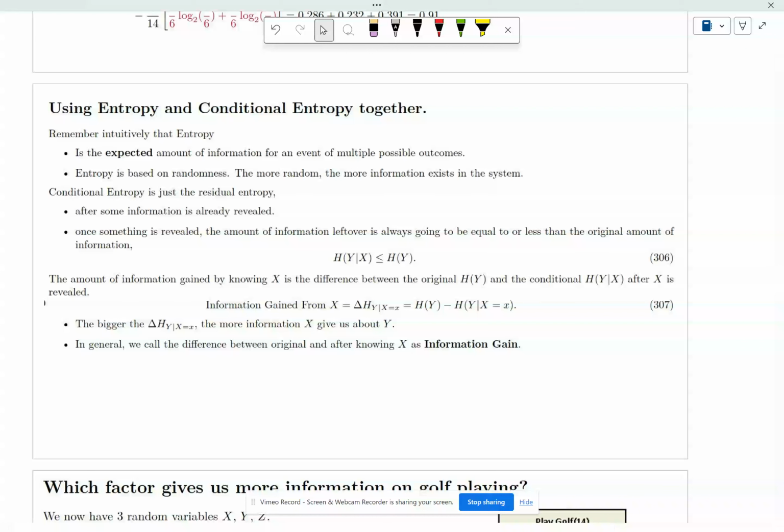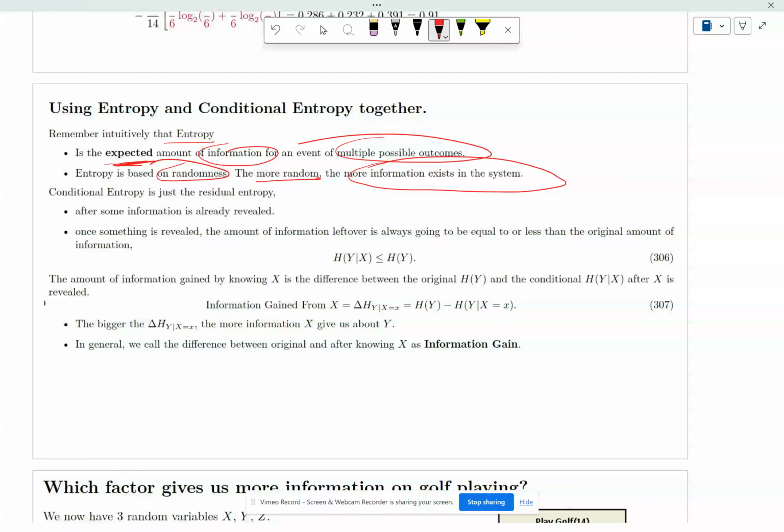Using entropy and conditional entropy together. Now, remember intuitively that entropy is the expected amount of information for an event of multiple outcomes. Entropy is based on randomness. The more random, the more information exists in the system. Remember I was saying how when things are unlikely, like the state of Florida getting destroyed, that's very unlikely, and therefore that statement contains a lot of information.